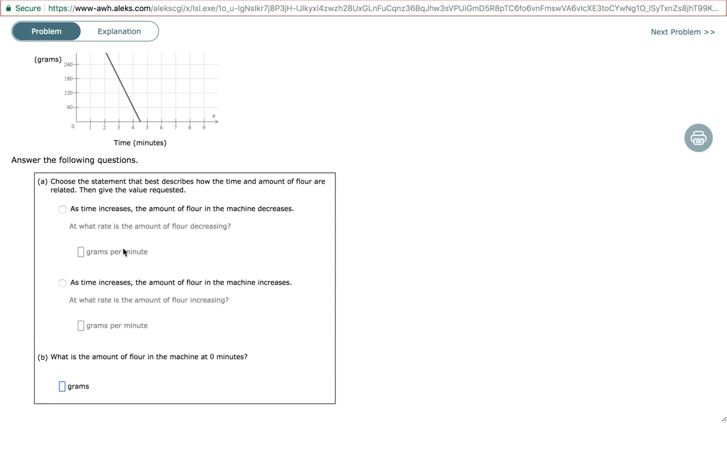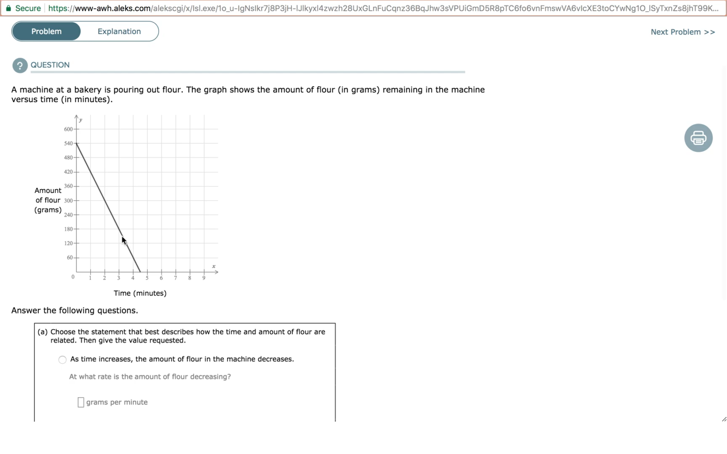Now, by how much, or in other words, at what rate is this amount of flour decreasing? So just like in earlier problems, we take 2 points on the graph. For example, we can take this point and this point. What was the amount of flour lost in this amount of time, or used in this amount of time? From 540 down to 420, the difference would be 540 minus 420, which is a total of 120. Therefore, it went down 120 over what? Over 1 minute. So in 1 minute, 120 grams per minute.